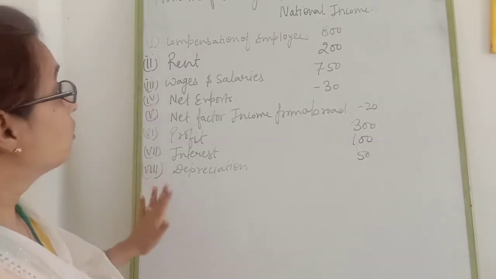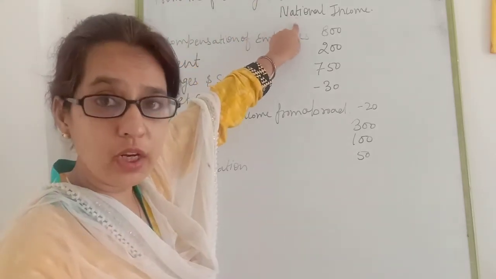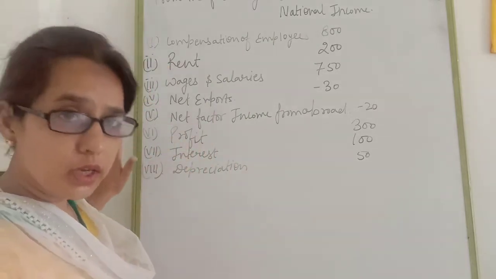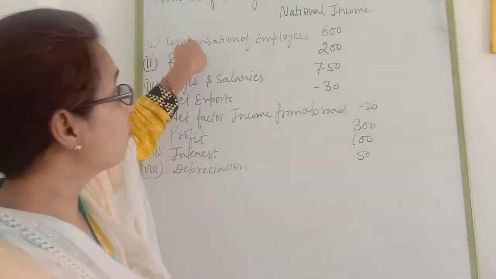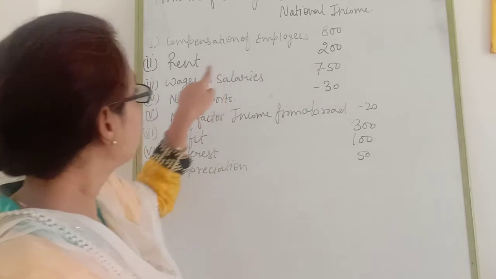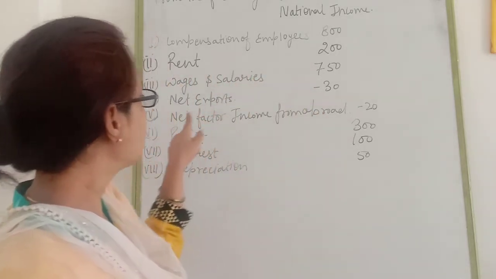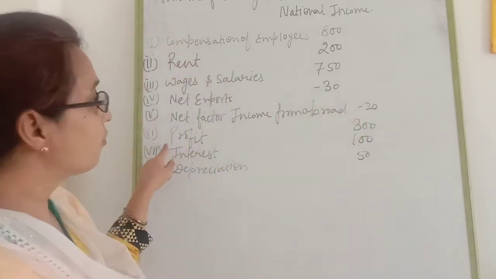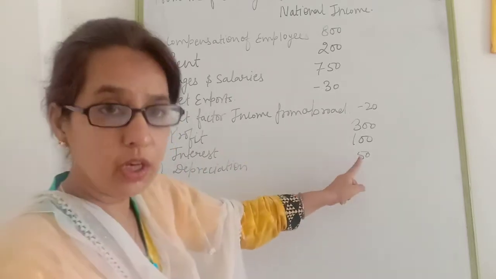Now from the following information, we have to calculate national income. How to calculate national income from income method? First of all, what is given? Compensation of employees 800, rent 200, wages and salary 750, net export minus 30, net factor income from abroad minus 20, profit 300, interest 100 and depreciation 50.